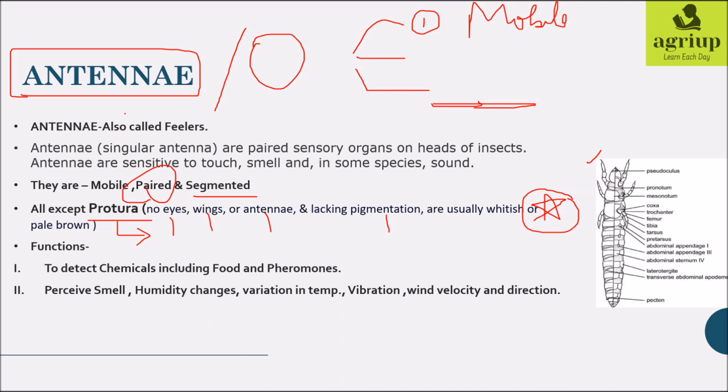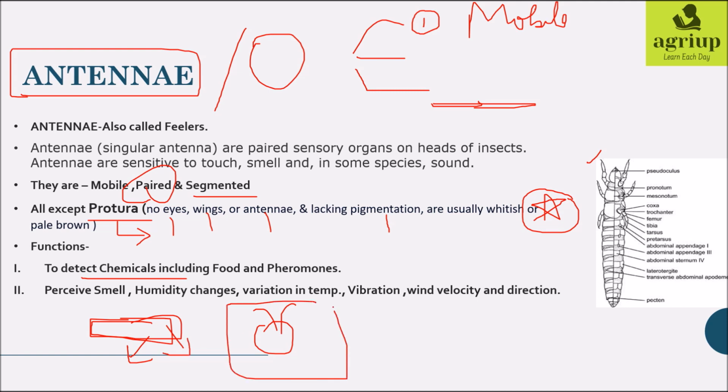Okay. Now we'll be talking about the functions of the antenna. There are two main functions of the antenna. First is to detect the chemicals around. If the insect is here, these are the antennas, and there is some chemical, which can be food or a pheromone, then the antenna will help the insect to detect that chemical, and on that basis, it will be able to detect the food or the pheromone.